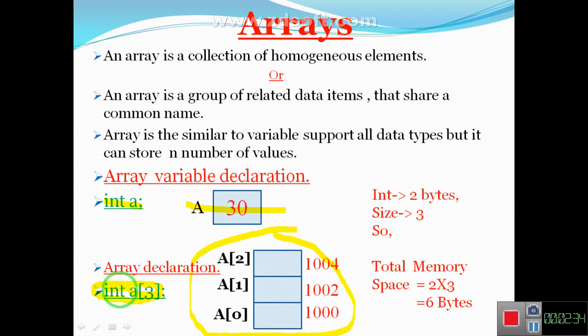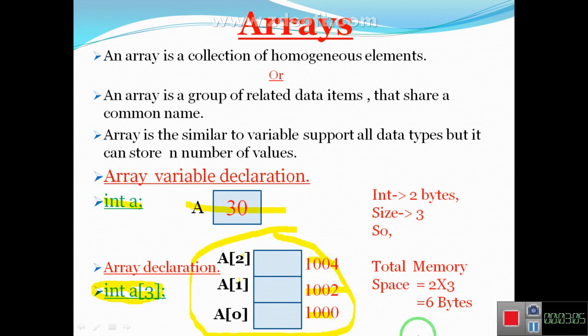Integer means the data type integer, A means the variable, and 3 means the size. So A of 0, A of 1, A of 2. Totally 3 memory locations are created, in continuous memory locations. You can see the memory addresses: A of 0 starts at 1000, A of 1 starts at 1002, A of 2 starts at 1004.